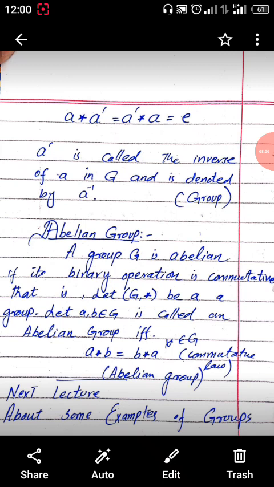Next, in the next lecture, inshallah, we will discuss some common examples which we study in everyday life, and check whether those sets are groups or not.